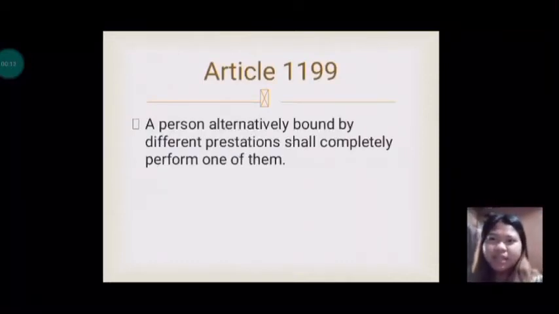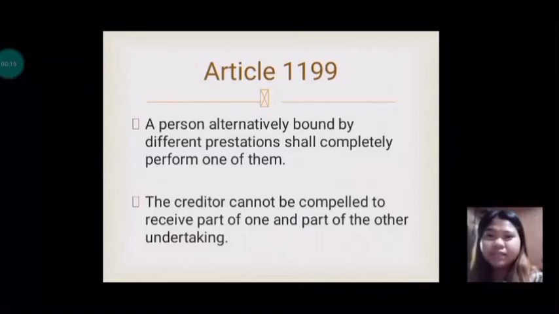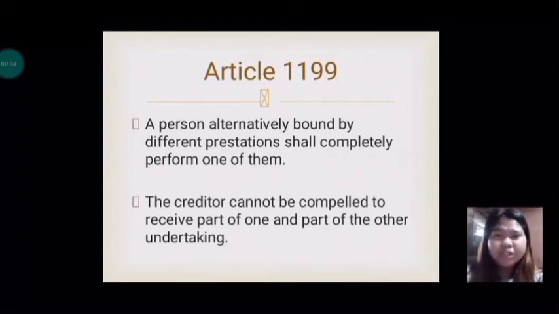Article 1199 states that a person alternatively bound by different prescriptions shall completely perform one of them. The creditor cannot be compelled to receive part of one and part of the other undertaking. So, alternative obligation is where two or more obligations are given but only one is due. It means that though there are a lot of prestations given, the delivery of one object or prestation is already sufficient to extinguish the obligation.